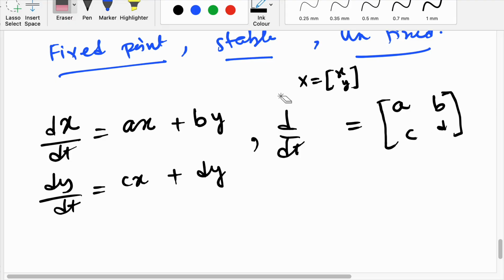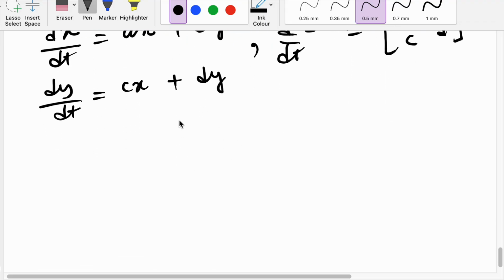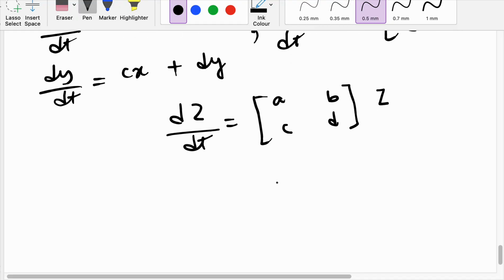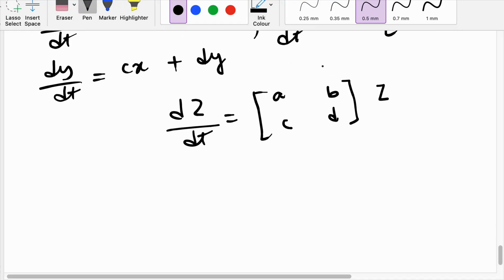Maybe we can use z. Yes, it is okay now. dz/dt is equal to [a b; c d] z. Now I want to transform this matrix.